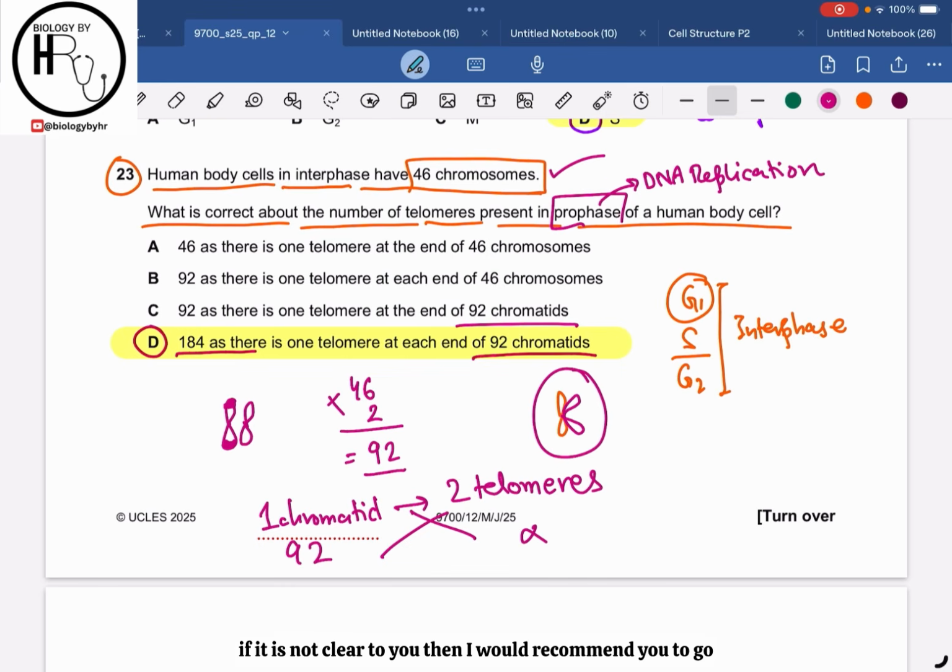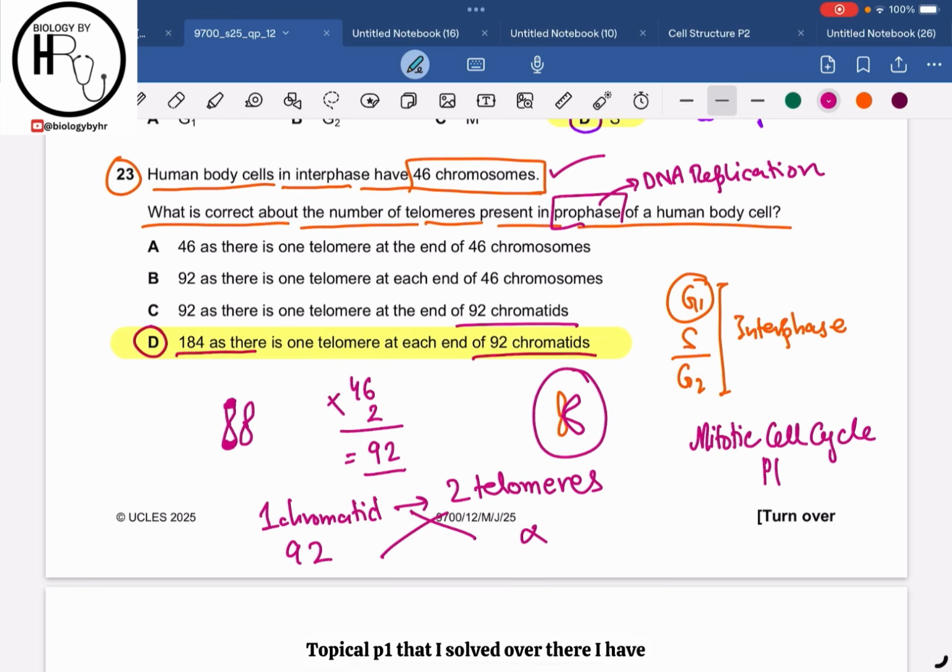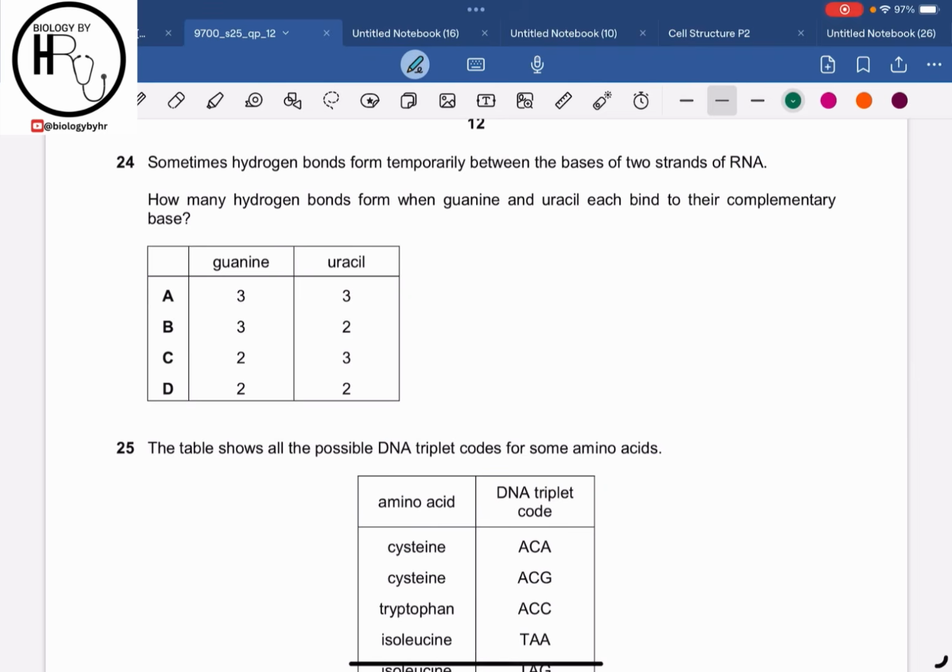Even if it is not clear to you, I would recommend you to go and watch my playlist of the mitotic cell cycle, Topical P1, that I solved. Over there I have explained this concept in a lot more detail. So yeah, this was about this question. I hope that it is clear to all of you. Moving on to question 24.